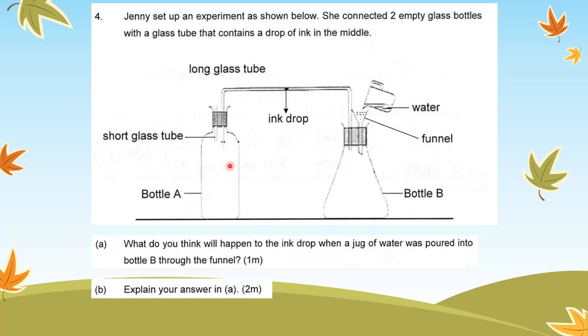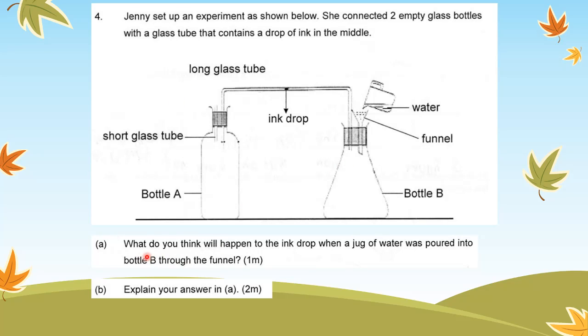Okay, I repeat. Now as water is being poured in, the water enters and takes up the space and pushes the air out. The air has to escape through this tube and pushes the ink drop towards bottle A. Okay, as the ink drop is being pushed to bottle A, some of the air here will also be pushed to bottle A, and the air that was in bottle A will be pushed out from this short glass tube. Okay, this is how the experiment is going to work.